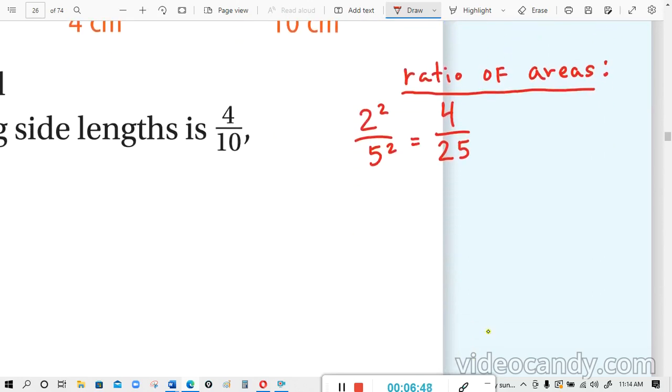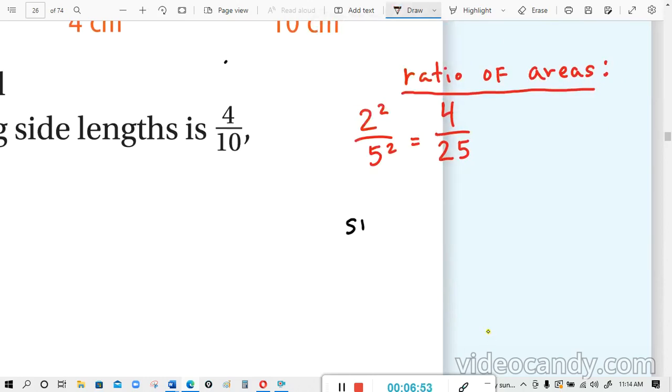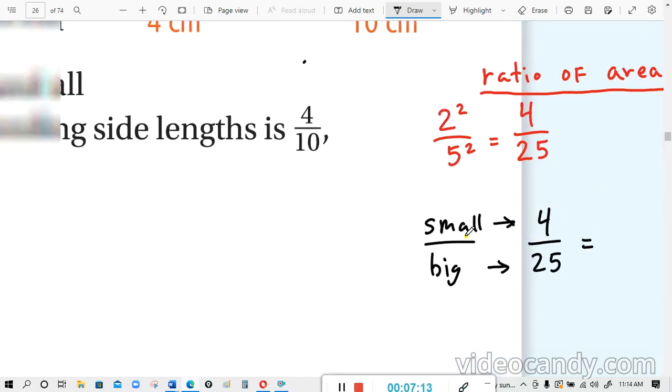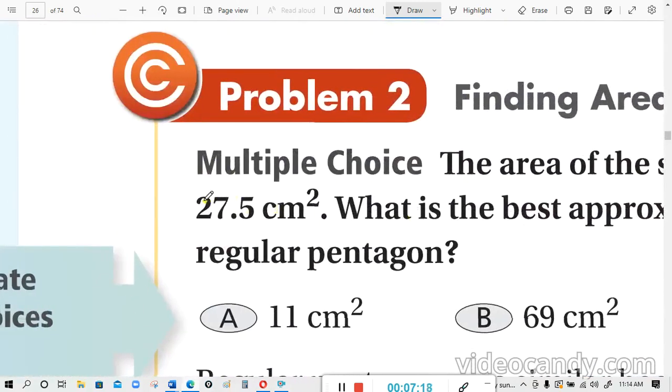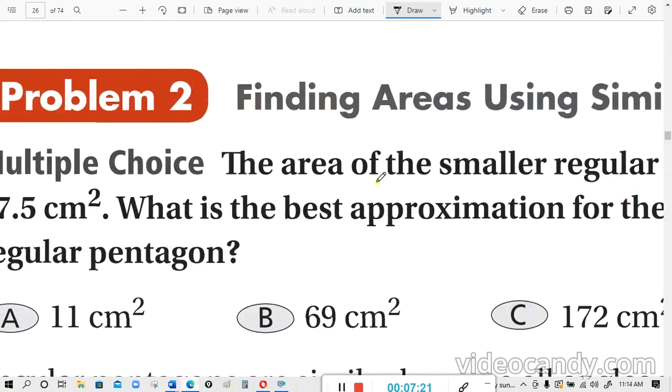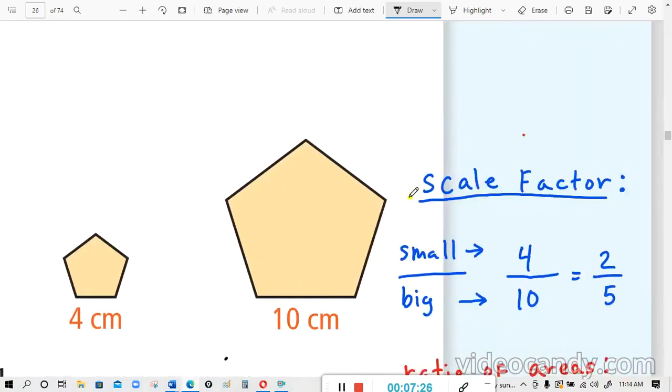Once again, I'm going to put the small one in the numerator, and I'll put the big one in the denominator. So for the areas ratio, it's going to be 4/25. And then for the actual area, they said the small one is 27.5 centimeters squared, right? They said the area of the small pentagon is 27.5.